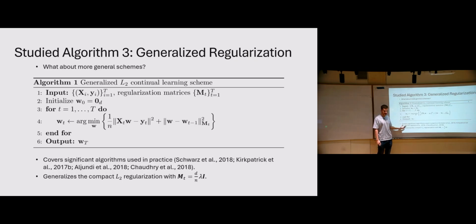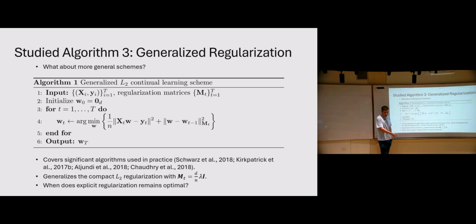So this already covers a significant number of algorithms that are used in practice. Actually, most of these citations indeed use diagonal regularization matrices, and of course it generalizes the L2 regularization that I mentioned earlier, using M_t equals d over n times lambda identity. So of course the main question will be how to optimally tune those matrices, and I will aim to show you that it's not only a hard question but also impossible in the general case.